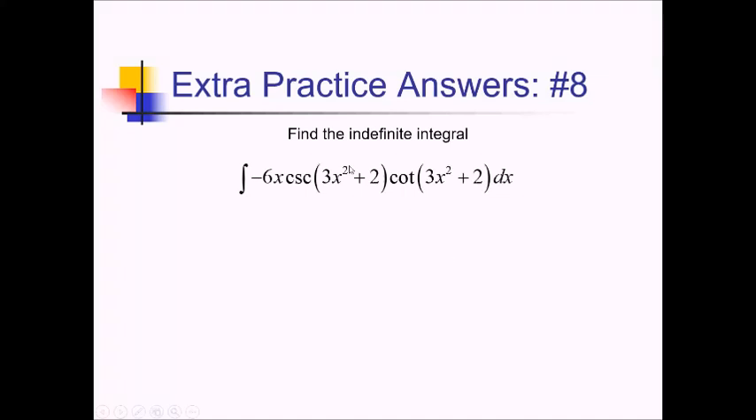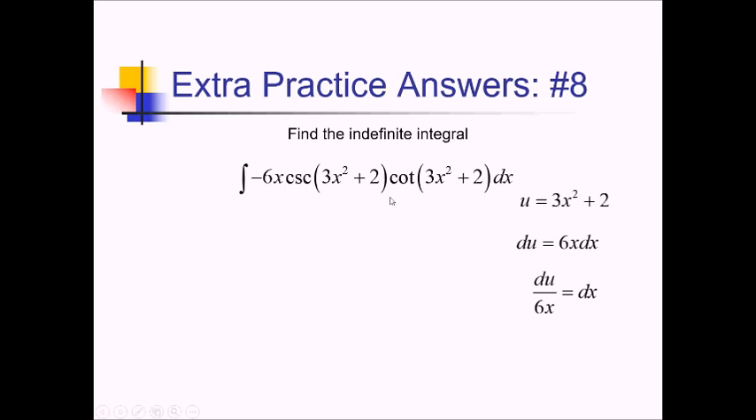For this problem, this looks like a big mess. One thing you might pick up on, though, is we have this repeated inner function, 3x squared plus 2, and a little bit more than that, the derivative of that thing, something involving an x, is also in the problem. So let's try some u substitution here. I'll start by letting u equal 3x squared plus 2. And then du, the derivative of that, is just going to be 6x dx. So we can write du over 6x equals dx.